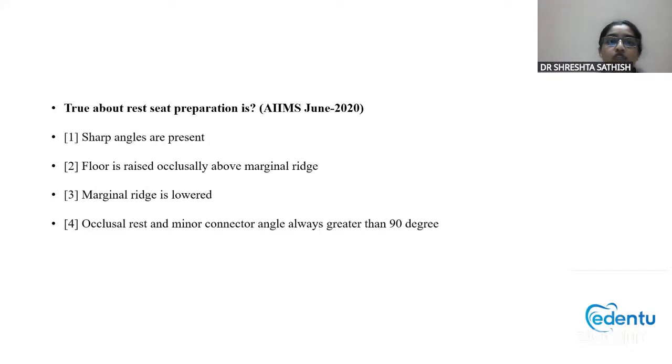Which of this is true about a rest seat preparation? There are sharp angles which are present. Floor is raised occlusally above the marginal ridge. Marginal ridge is lowered. Occlusal rest and minor connector angle is always lesser than 90 degrees. Here you have your marginal ridge, which is slightly lowered.